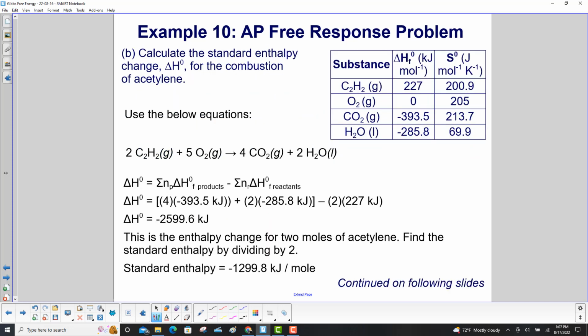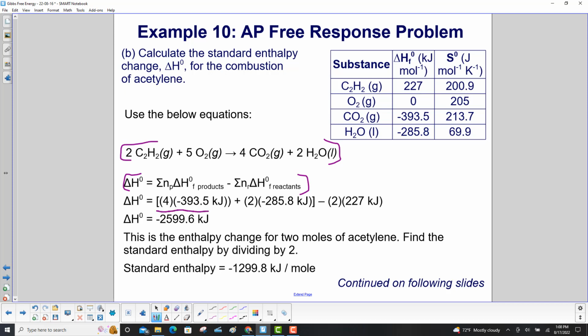Calculate the standard enthalpy change. Here's our balanced equation, and here's our formula for calculating delta H naught. We take the sum of the products minus the sum of the reactants, paying attention to their coefficients. So let's look down here.